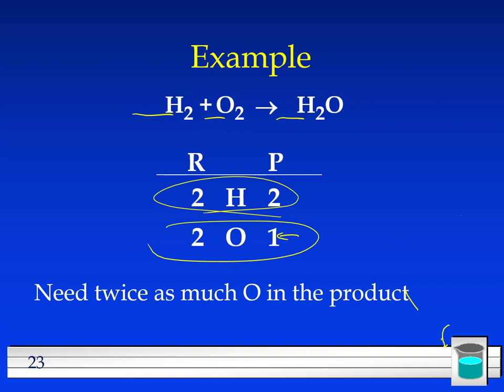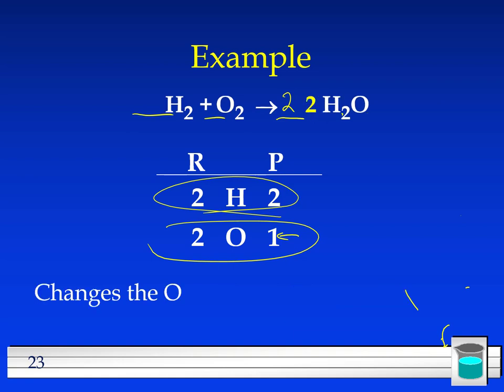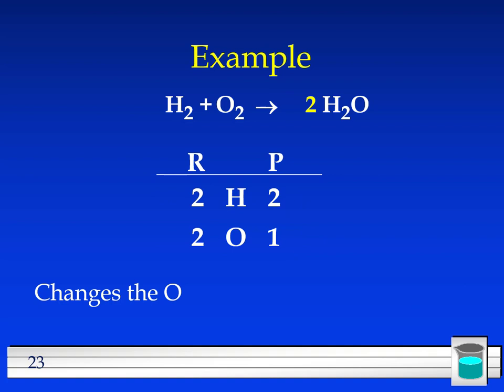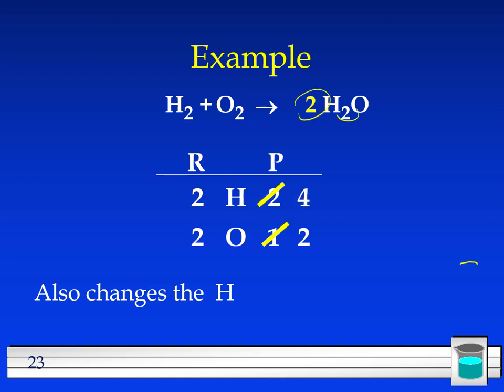To make that a 2, there's 1 oxygen here. If I had 2 waters, that would be 2 oxygens. Right? So I put a 2 in front of water. That changes my oxygen to 2, which is what I wanted. But it changes my hydrogen to 4, because I got 2 H2Os. So there's 4 H's there. You're going to find that happens really often, that you fix one, it messes up another one. But eventually they will all balance.